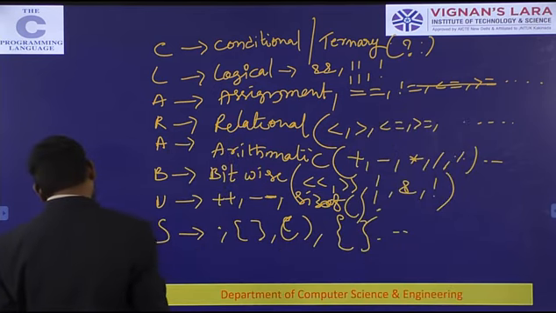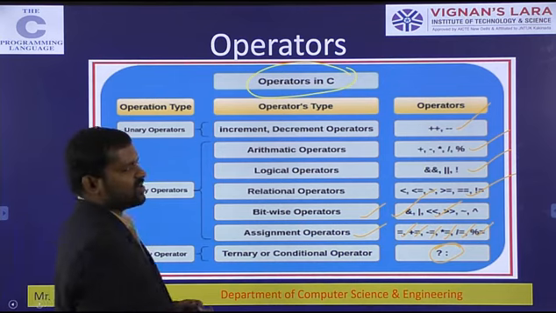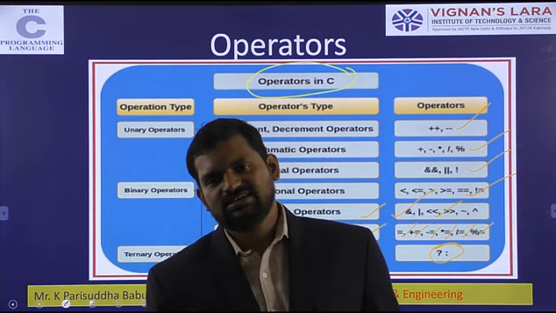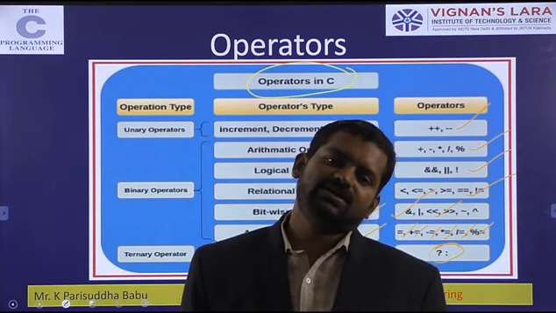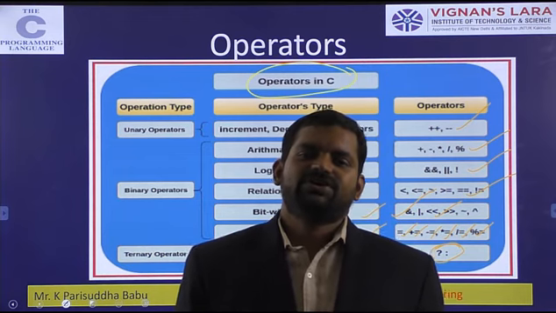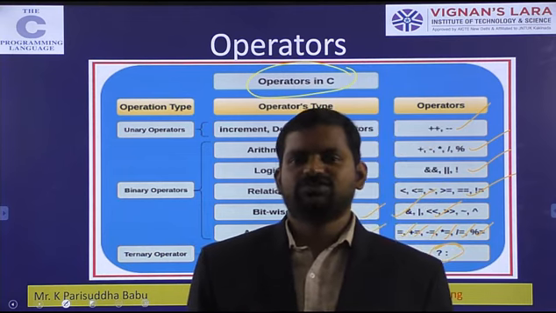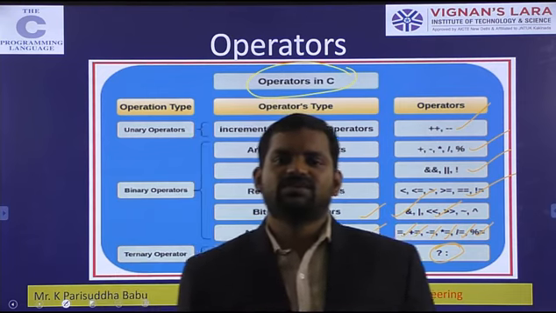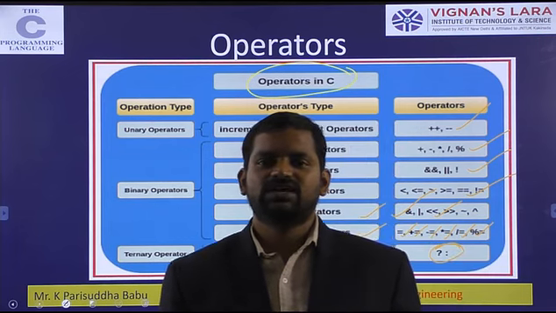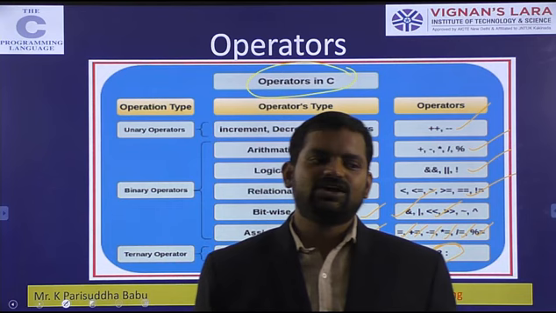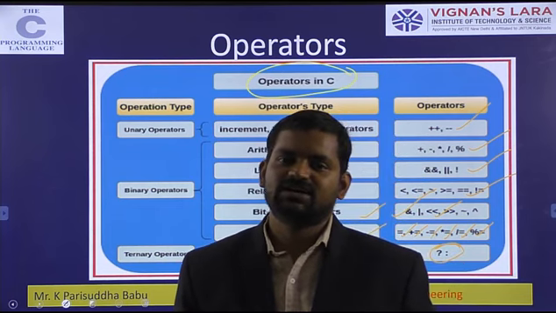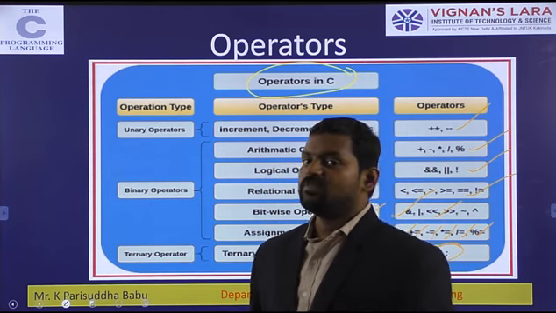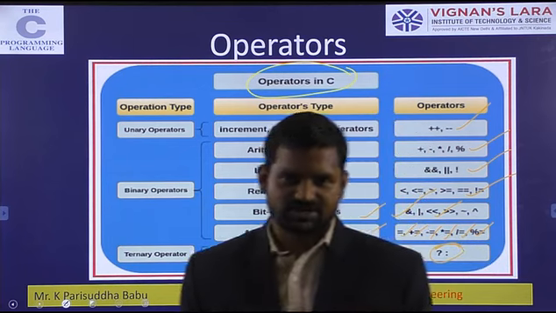An operator is a symbol which performs an operation on operands. Operators are of three categories: unary, binary and ternary. A unary operator performs an operation on only one operand. A binary operator performs an operation on two operands. A ternary operator performs an operation on three operands. There are seven types of operators.